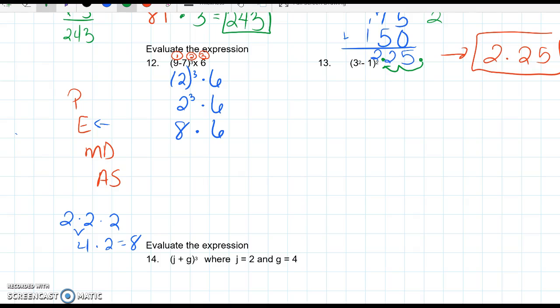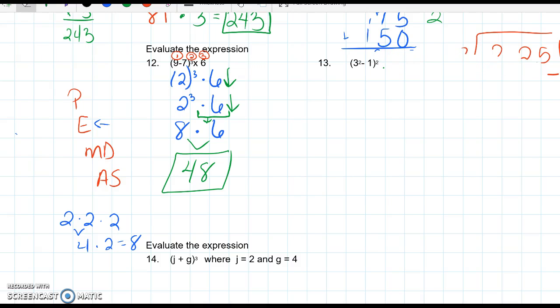Notice each time I'm bringing down the part of the problem that I didn't use. Okay, so I didn't use the times 6, so I have to bring that down. And then I'm left with 8 times 6, and that is 48. Again, double check that just to make sure that you've done that correctly. I'm going to erase the other part of my problem so I don't get confused. I'm going to work this next problem.